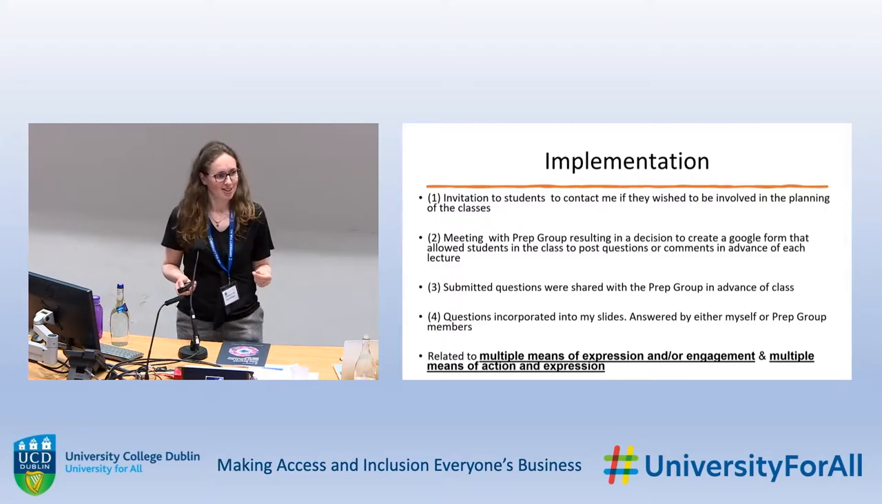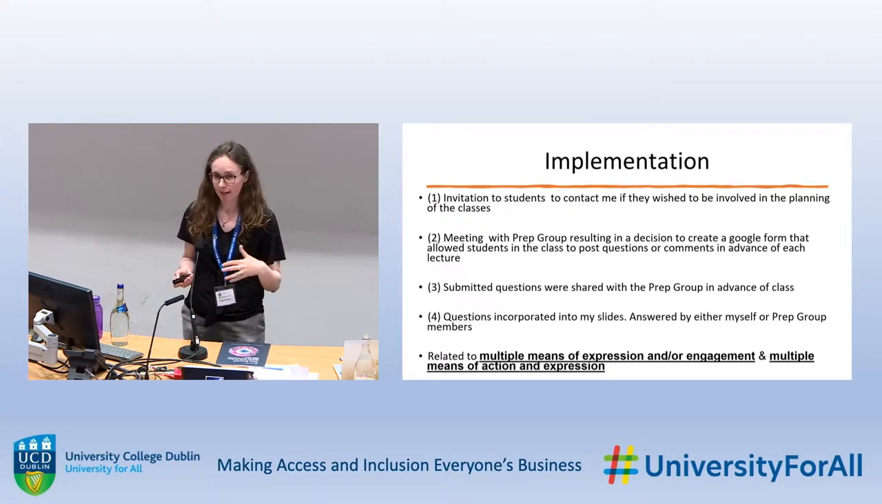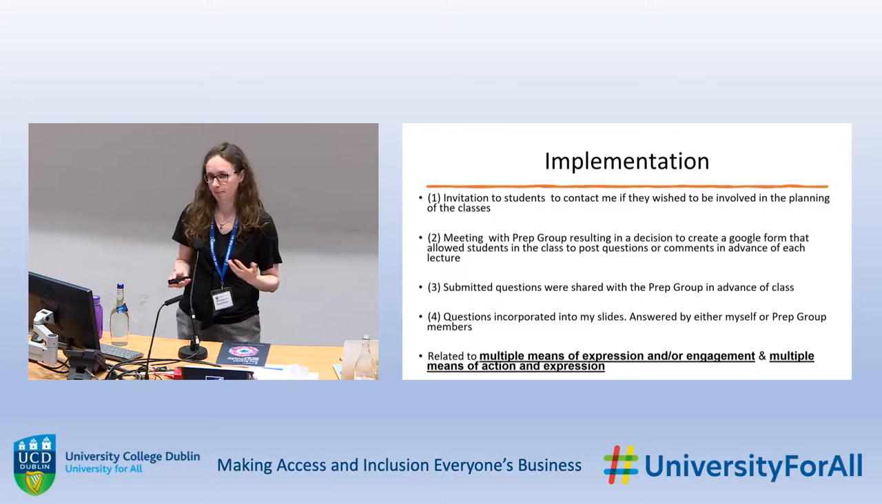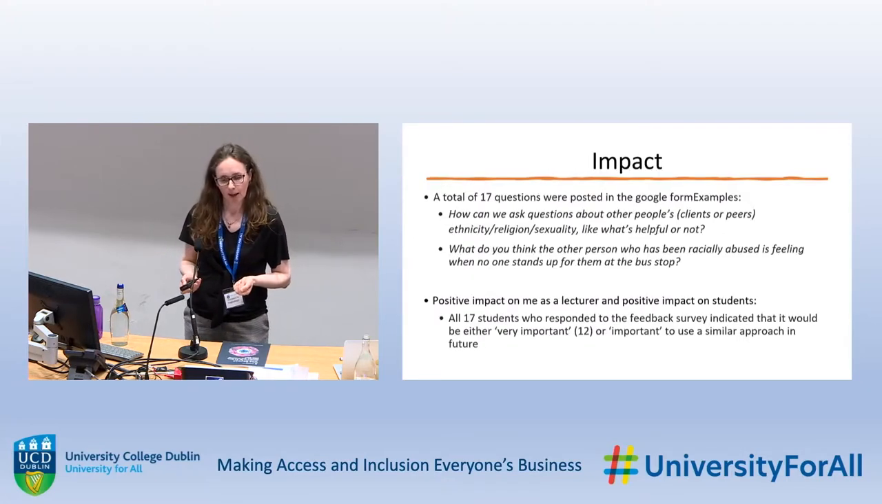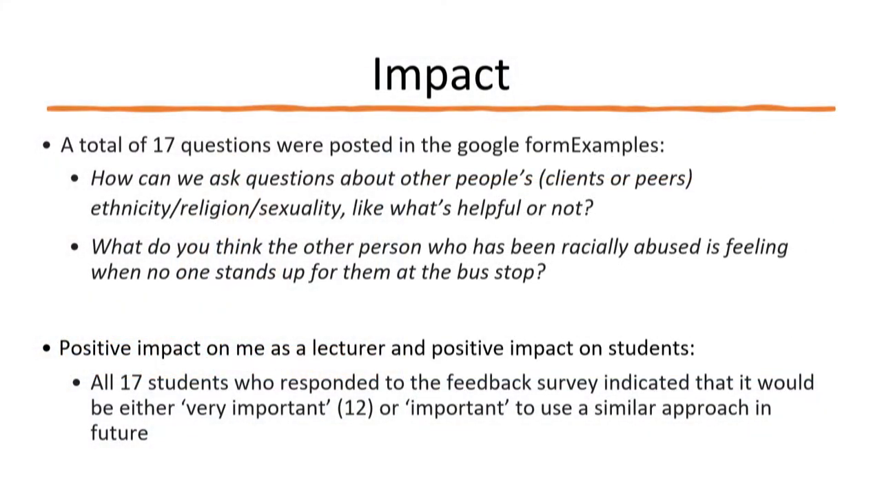So these were efforts to engage in multiple means of engagement and multiple means of action and expression. There were a total of 17 questions posed in these Google forms. So 2 examples here. How can we ask questions about other people, for example, clients or peers, in relation to ethnicity, religion, sexuality? And then the second one, what do you think the other person who's been racially abused is feeling when no one stands up for them at the bus stop?